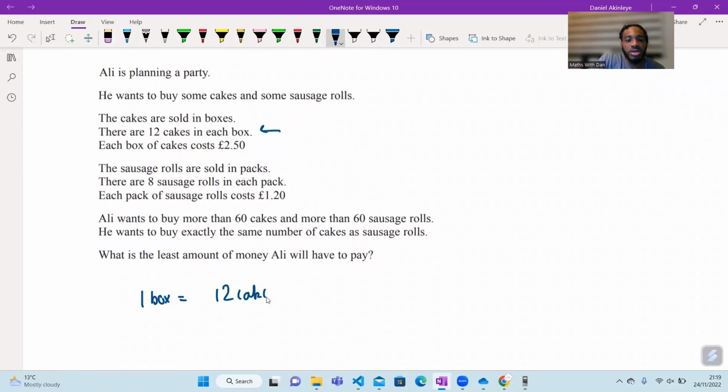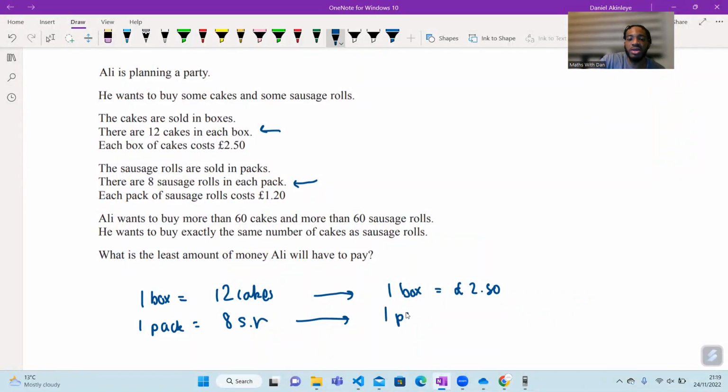And then what do we know? It says one box of cakes costs £2.50. I also know the cost of this. One box, they've told us from that second sentence, is £2.50. And then the next part, the sausage rolls are sold in packs. There are 8 sausage rolls in each pack. So I can take this part. I could say that one pack is equal to 8 sausage rolls. I'll just write SR for sausage rolls. And then the sentence underneath that, each pack of sausage rolls costs £1.20. So that tells me one pack is equal to £1.20.